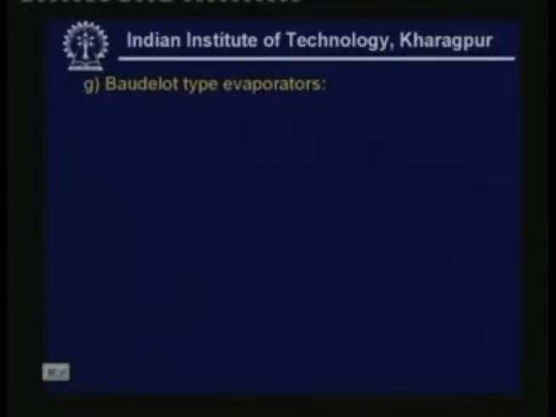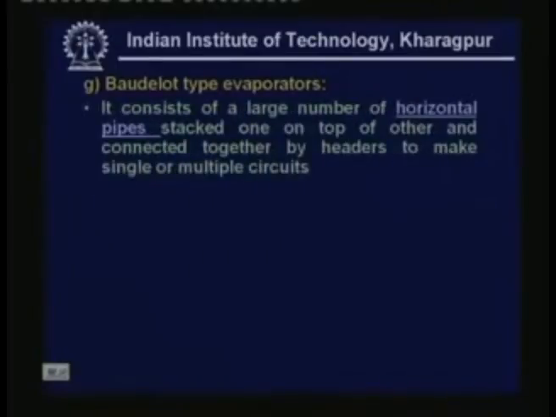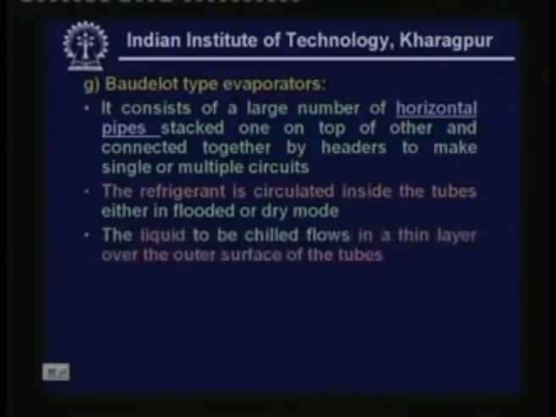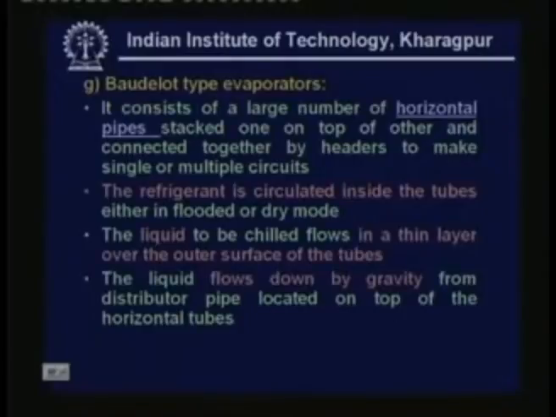This is what is known as Baudelot type evaporators. This kind of evaporator consists of a large number of horizontal pipes stacked one on top of the other and connected together by headers to make single or multiple circuits. The refrigerant is circulated inside the tubes either in flooded or dry mode. That means you can have a flooded evaporator or dry expansion type evaporator. The liquid to be chilled flows in a thin layer over the outer surface of the tubes. The liquid flows down by gravity from a distributor pipe located on top of the horizontal tubes. Now let me show the picture of Baudelot type of evaporator.